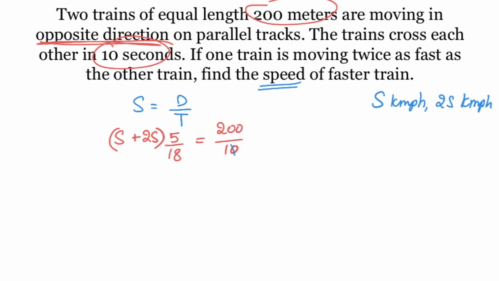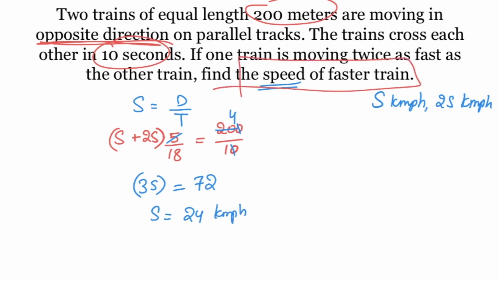Simplify this expression. 0 0 cancel. S plus 2s, 3s into 5 4 times. 3s is equal to 18 into 4, 72. So s is equal to 24 kmph. But that is not the requirement. Requirement is speed of the faster train. Faster train moves at 2s kmph. 2s is equal to 48 kmph.